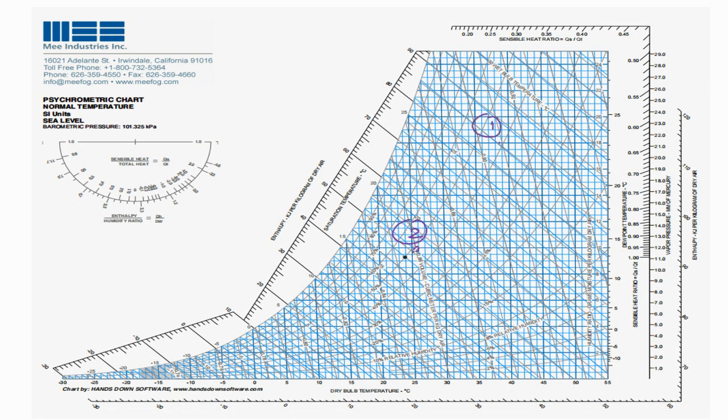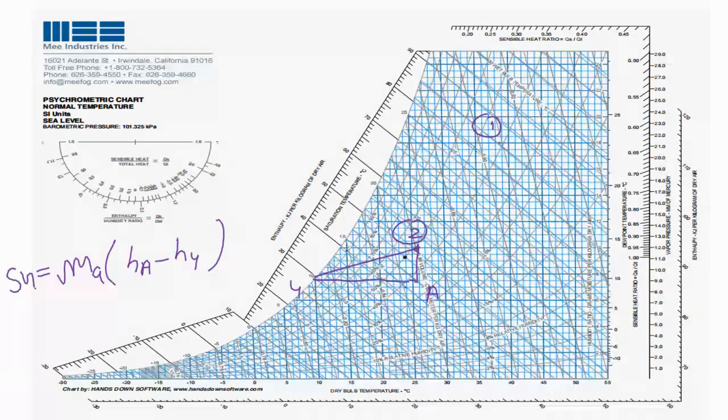Okay, so sensible heat gain is you join this point by this line. So this distance, this HA, and suppose this is distance 4. So HA minus H4 gives you sensible heat gain multiplied by MA. This gives you sensible heat gain, and latent heat gain is H2 minus HA. Okay, multiplied by MA. This gives you latent heat load. Okay, I hope this is clear to you.